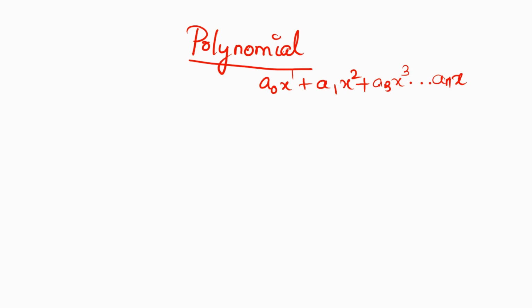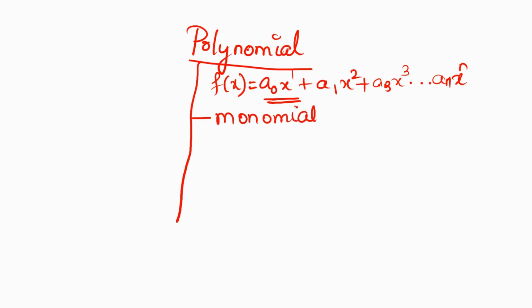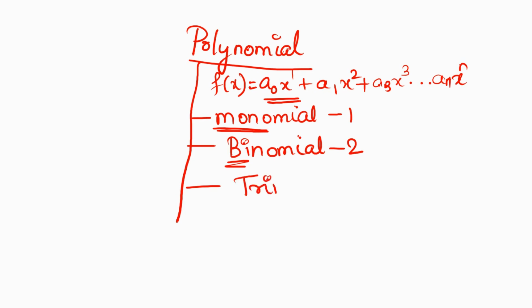So normally a polynomial is represented by f of x equal to a naught x power 1 plus a1 x power 2 plus a3 x power 3 up to an x power n. If there is a single term, that is mono, which means one, we call that type of polynomial a monomial. If it is two terms, two means bi, so it is called a binomial. If there are three terms, we call it a trinomial. Likewise, it will go to 4 terms, 5 terms, 6 terms, like that.